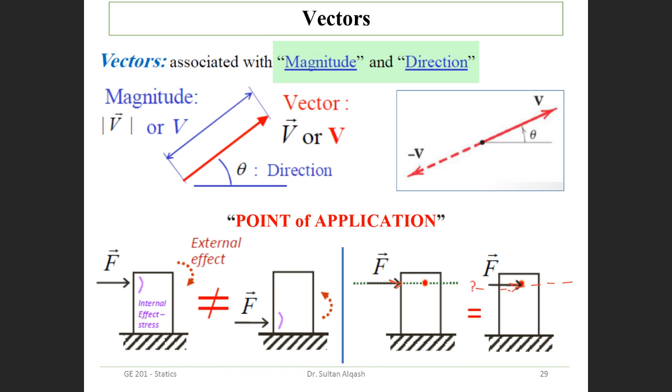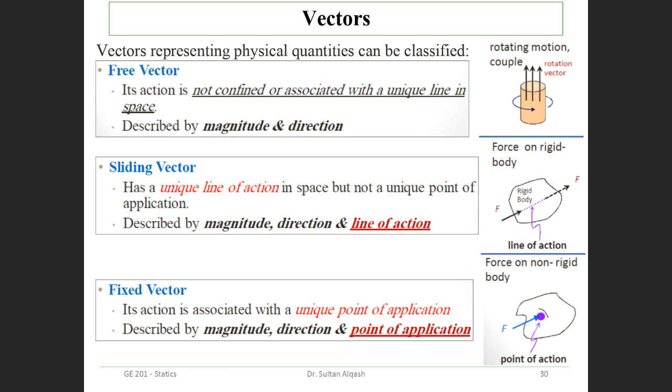Here, let's be more specific. Maybe if I go to the next slide. So this is a free vector. When we have objects moving or rotating, it can be defined by magnitude and direction. It is not confined or associated with a unique line in space. Clear? This is called a free vector, like displacement.